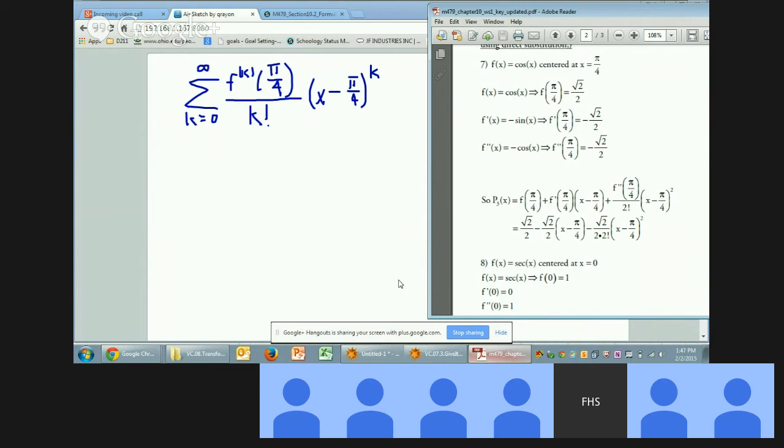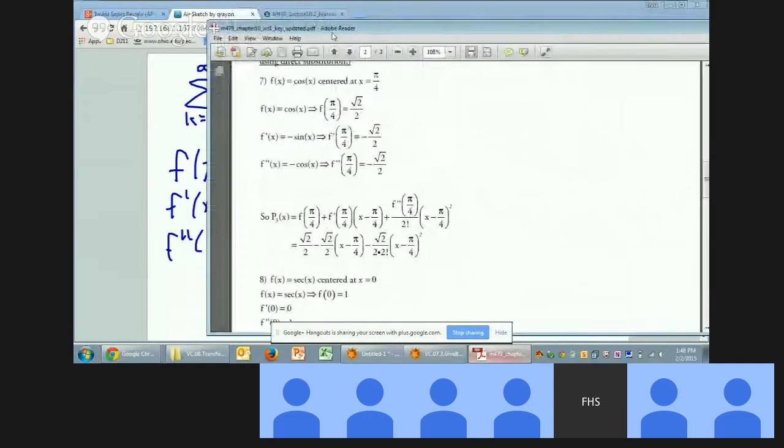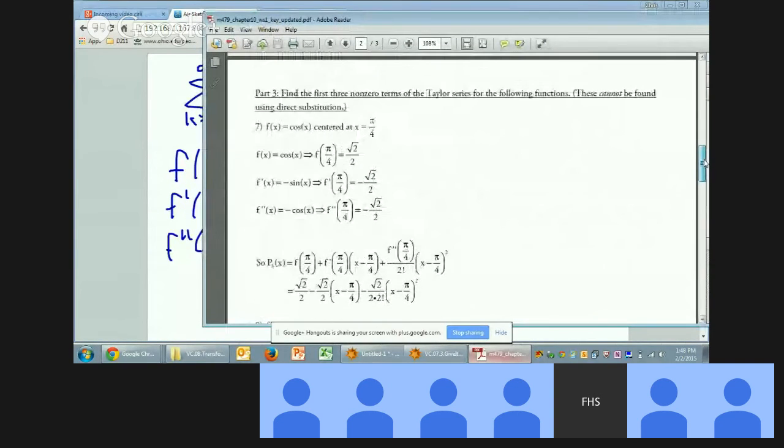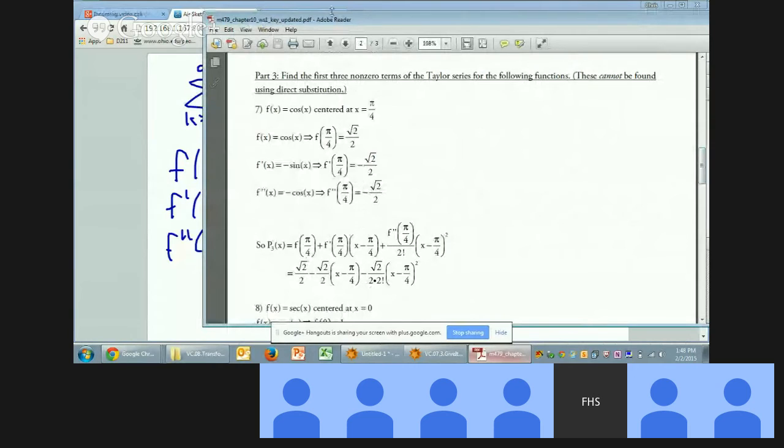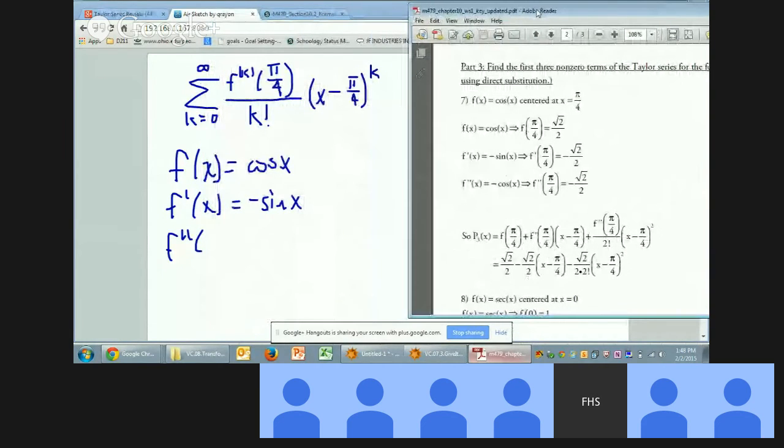And in order to make this all work, I need to know, what's the 0th derivative of f? Well, the 0th derivative is just the function. F of x equals cosine of x. You need the first derivative, negative sine of x. Then you need the second derivative. And let's see, how many terms did they want? Did they say the first 3 terms? They want maybe the degree 3 Taylor polynomial? Yeah, okay. So f double prime at x is negative cosine.